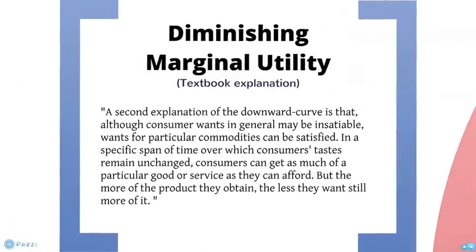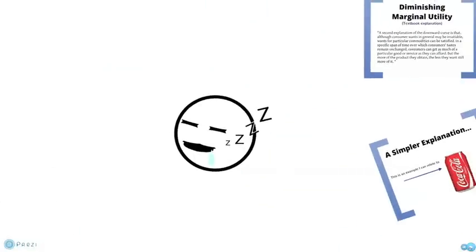Here's the textbook's definition. A second explanation of the downward curve is that although consumer wants in general may be insatiable, wants for particular commodities can be satisfied. In a specific span of time over which consumers' tastes remain unchanged, consumers can get as much of a particular good or service as they can afford, but the more of the product they obtain, the less they still want more of it.